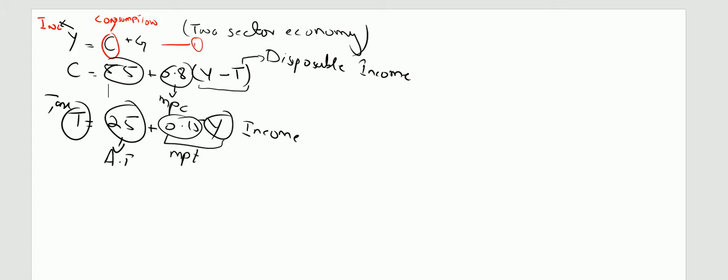Now you can see clearly that here we have only three variables: Y, C and T, the income, the consumption and the tax. Now what do we have to obtain?